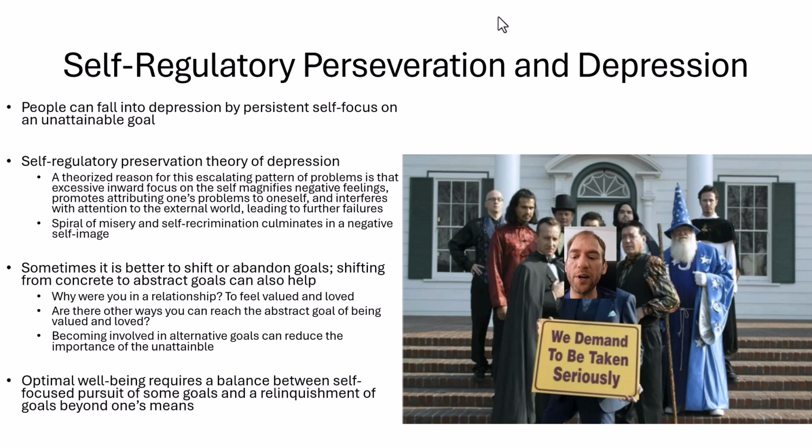Which brings us to the point that it's sometimes better to shift or abandon goals, or shift from concrete to abstract goals. So if we're in a relationship, as we already talked about, to feel love, are there other ways that you can feel love? Well, you can pursue alternative goals: maybe a new relationship, a new hobby, joining some organization, whatever it is. But ultimately, optimal well-being requires a balance between self-focused pursuit of some goals and the relinquishment of goals beyond one's means.